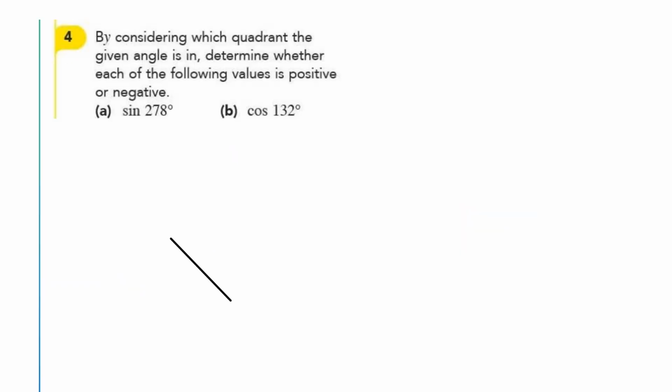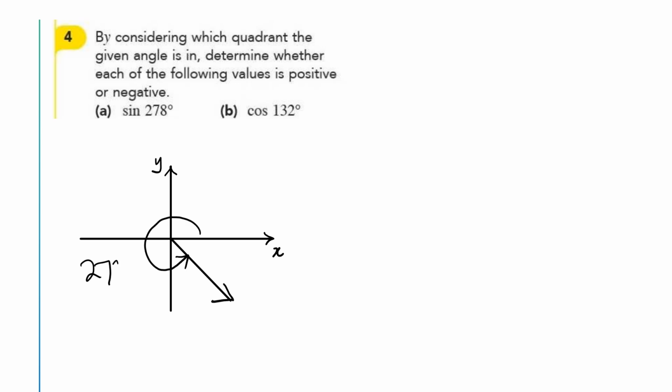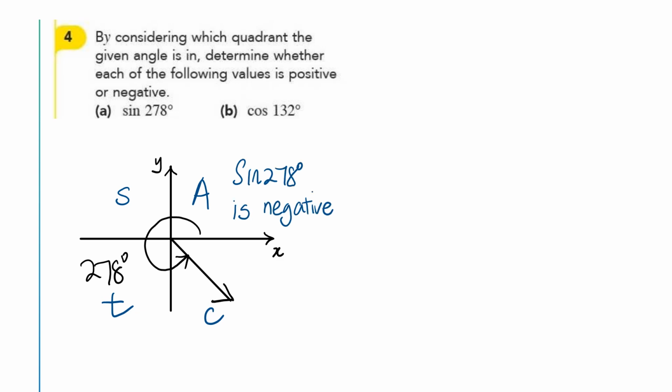Okay, so how do we actually make use of this ASTC? Let's look at this question here. Let's look at 4a. We need to determine if the value for sine 278 is going to be a positive value or negative value. And we need to determine which quadrant it is in. So let's start off by drawing your x and y axis. 278 is in the fourth quadrant. So let's write down your ASTC. In the fourth quadrant, only cosine ratio is a positive value. So therefore, your sine 278 is a negative value in the fourth quadrant.